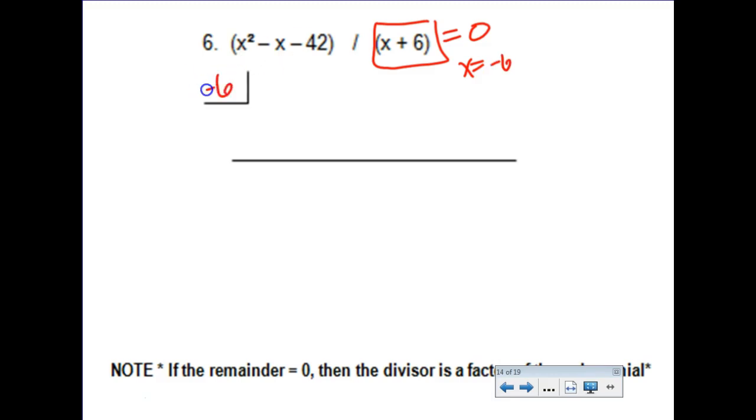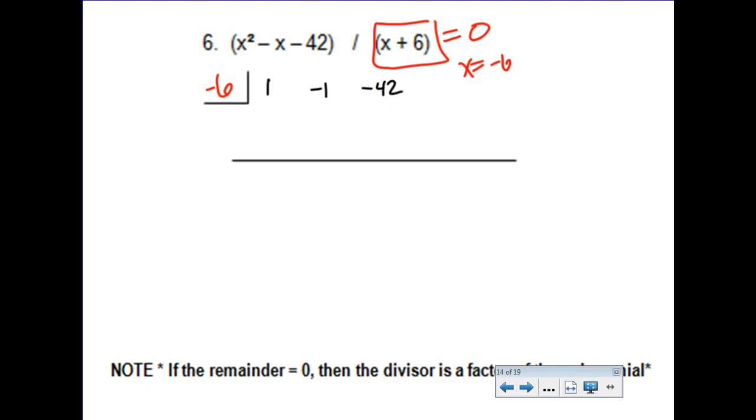Sometimes kids say, do I just take the opposite? It's not as simple as just taking the opposite sometimes. So just think of it as the solution to the divisor. Then I set up my coefficients. It goes quadratic, linear, constant, so there's nobody missing. 1, -1, -42.